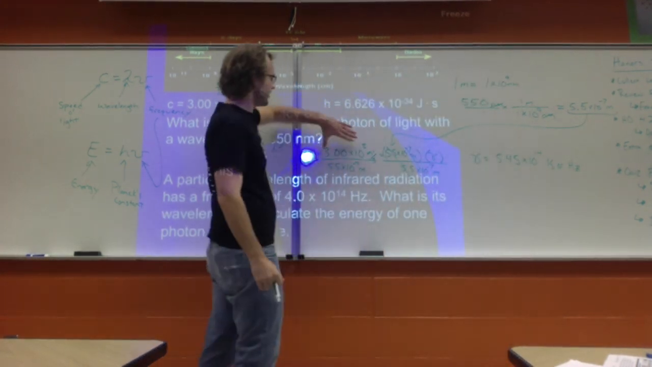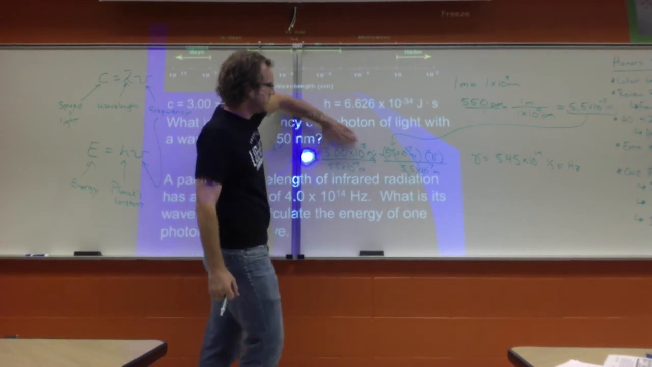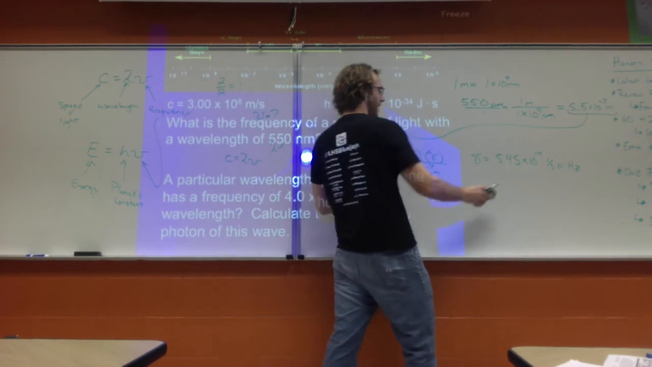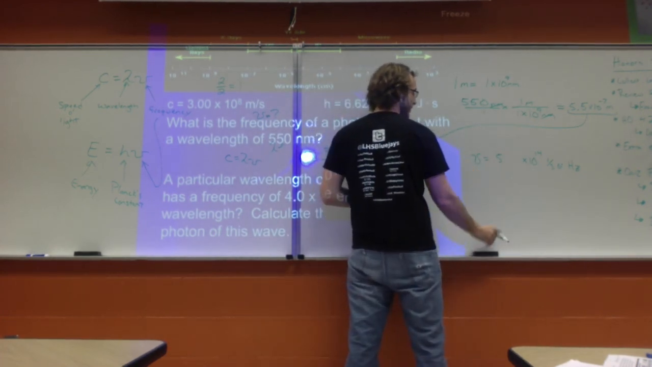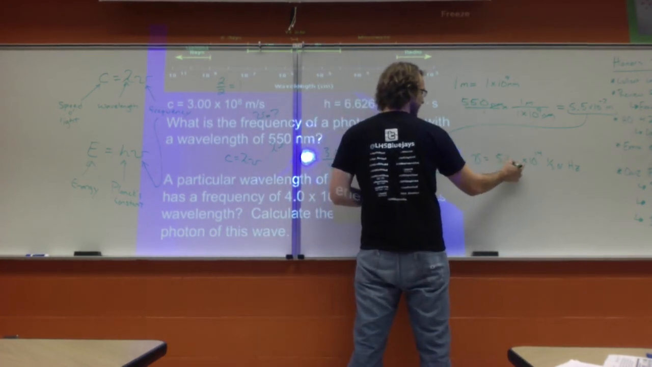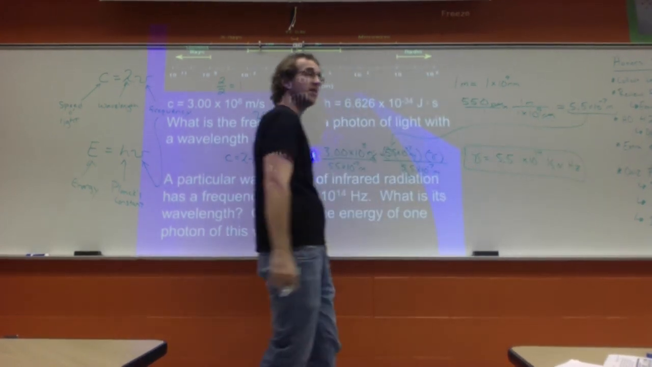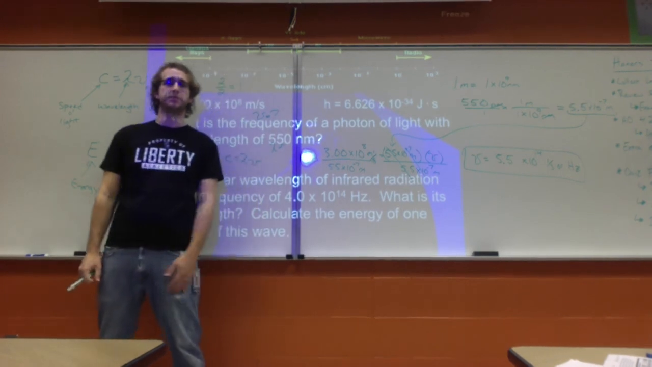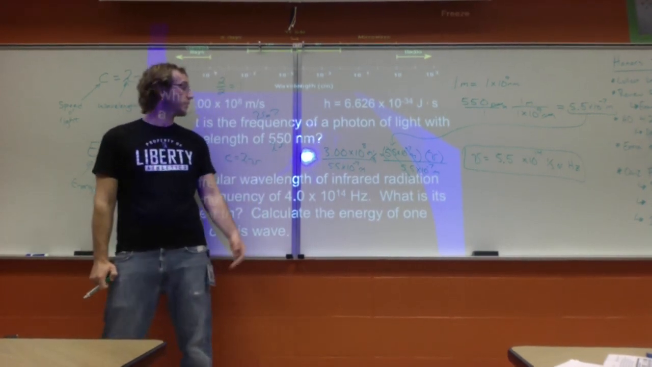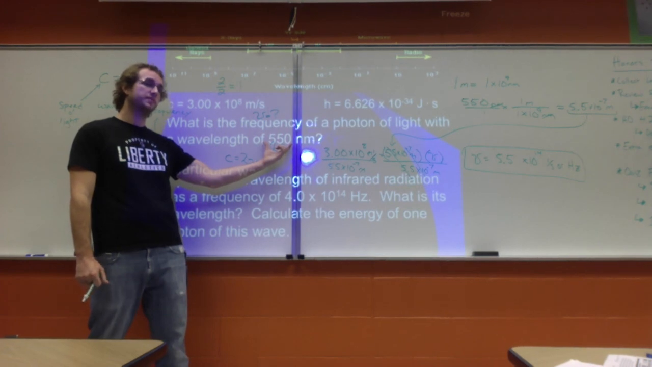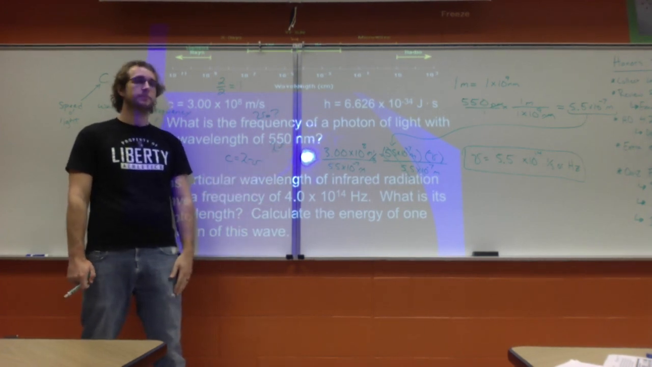Now let's check our sig figs. How many sig figs? 3. How many sig figs? 2. 5.5 is only 2 sig figs, so this becomes 5.5 times 10 to the 14th. So we do the lowest one? We can only be as precise as our least precise measure. This one was 2 sig figs.